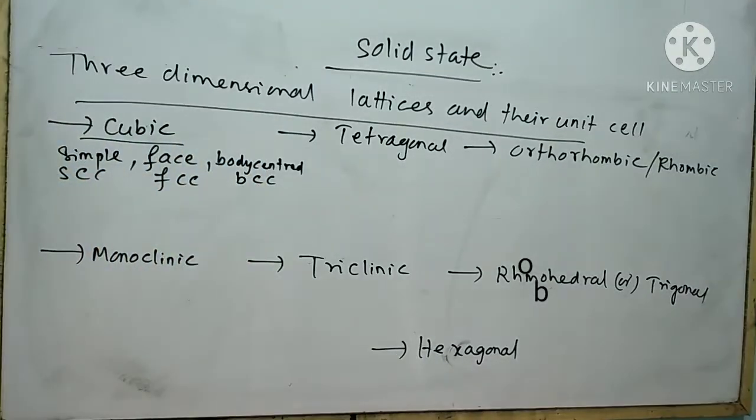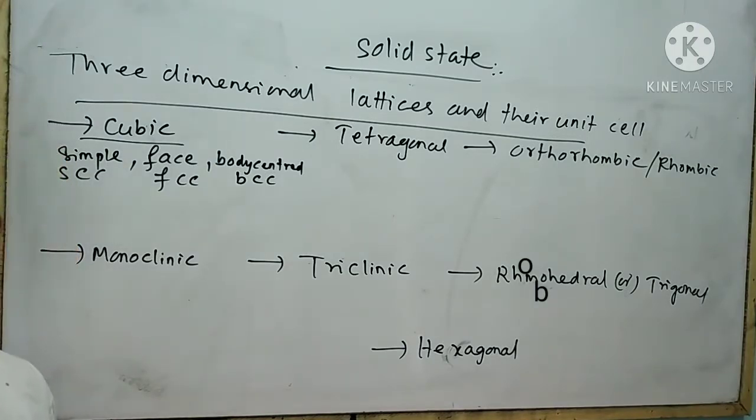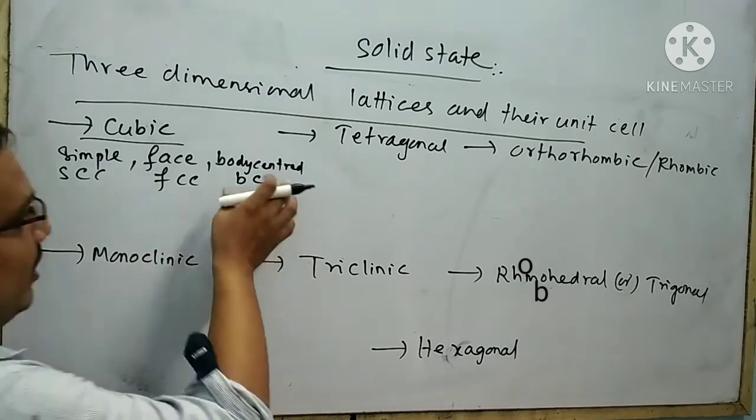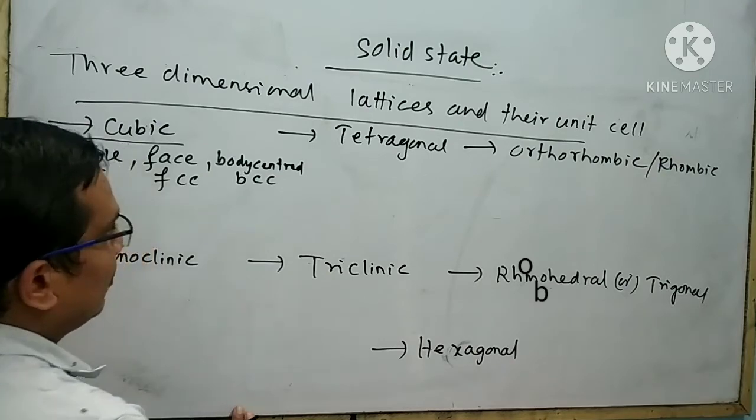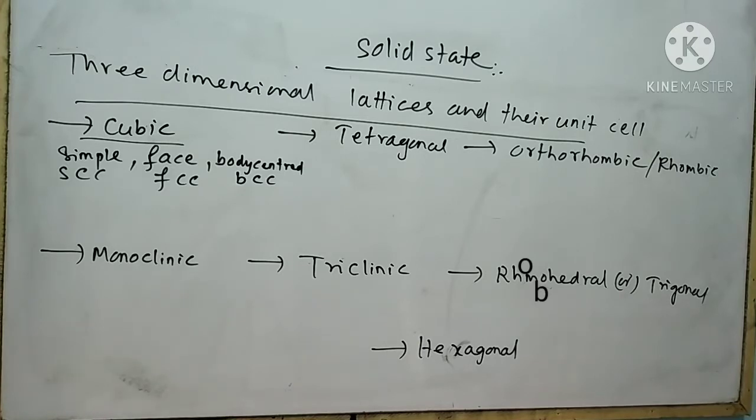In the cubic case, there is no possibility of an end-centered or edge-centered cubic unit cell. We generally think about the simple cubic unit cell and the face-centered cubic unit cell. Next is your body-centered cubic unit cell. But you do not think about the end-centered and edge-centered.